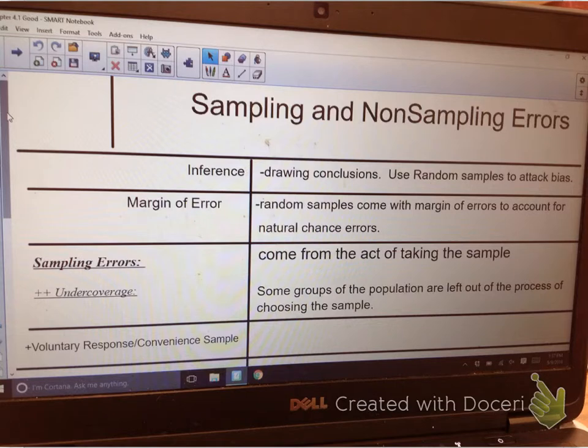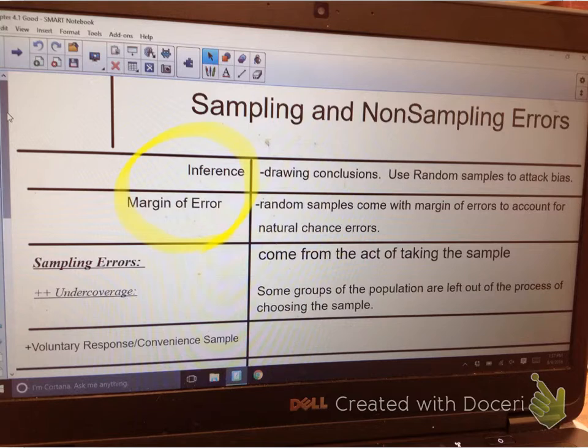Sampling and non-sampling errors. Put that as your heading. Pause it, and when you're ready, I'll start talking about inference. When I say the word inference in statistics, I'm talking about drawing conclusions. And the best way to do this is to use random samples to attack bias. Now, how do I control bias still, even if I'm using a random sample? We have something called a margin of error. Please write the definition down. It means random samples come with a margin of error to account for those natural chance errors. I am going to do an activity on Monday that's really going to highlight the understanding for this, so I'm not going to talk too long about it right now.